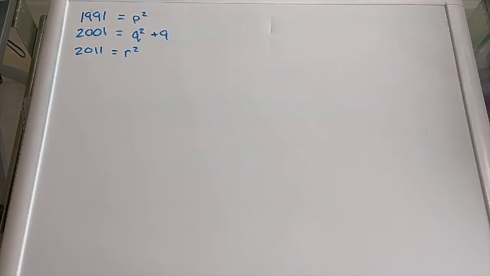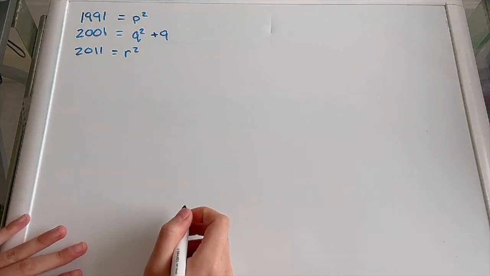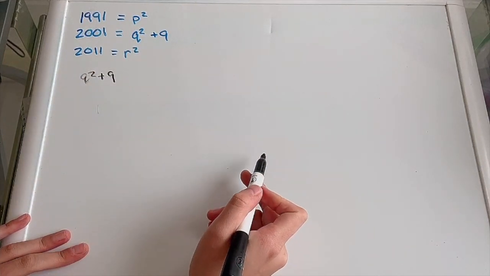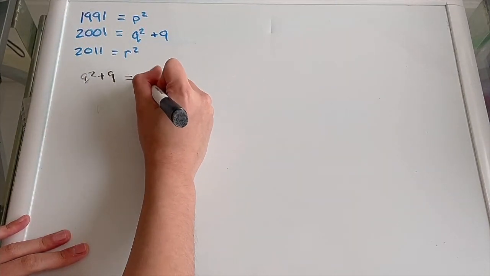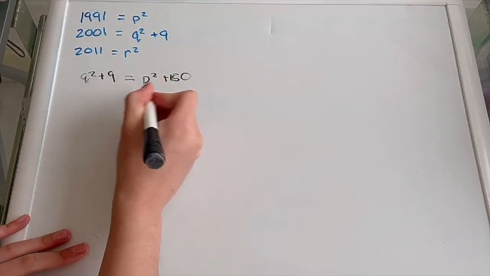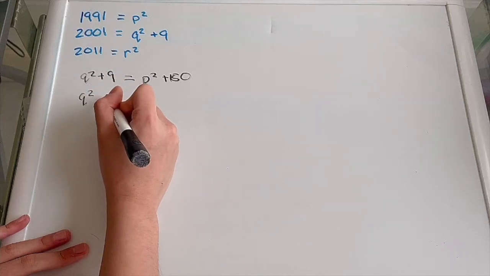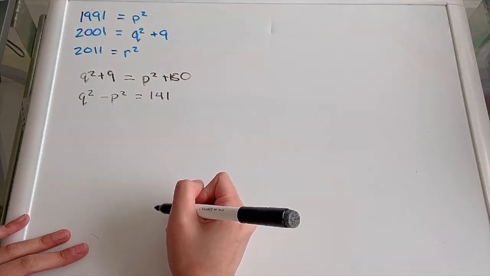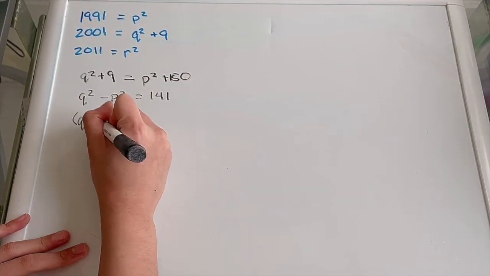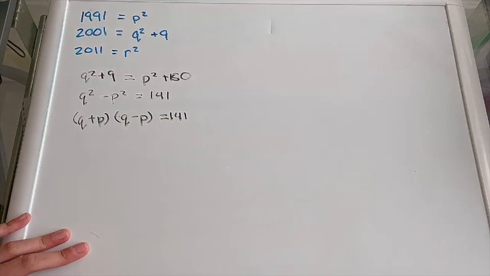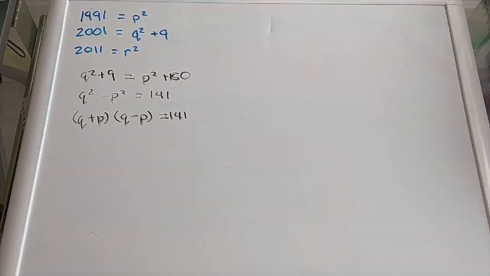Now let's solve the problem. So we know that the population in 2001 is q squared plus 9. Well, we also know that this was after a 150 increase from the population of 1991. So this would equal the population of 1991 plus 150. When we solve this, we can put the variables together: q squared minus p squared equals 141. So this must equal q plus p times q minus p. This equals 141. Now we can just try to find out the factors of 141.